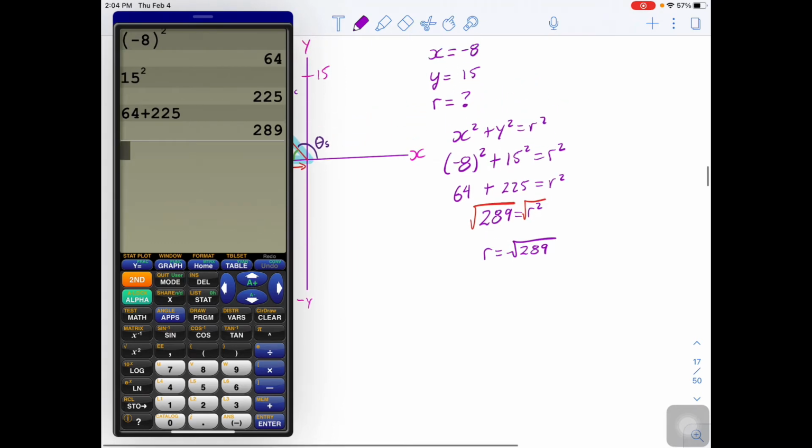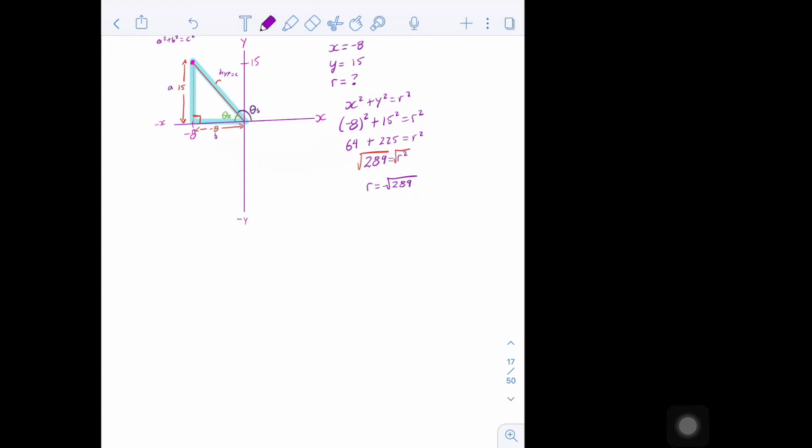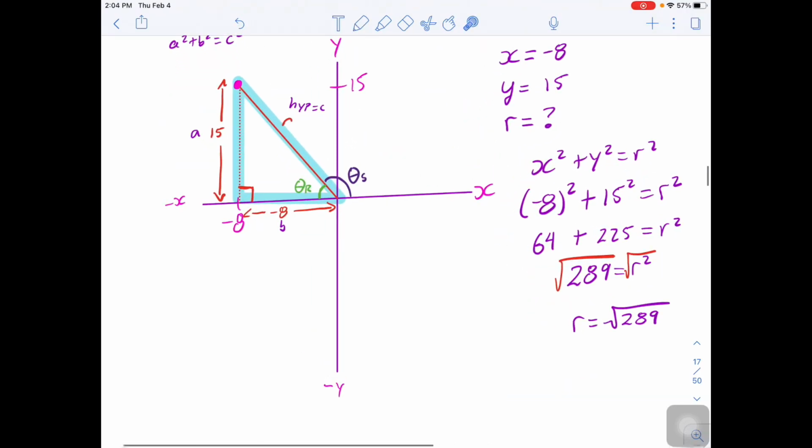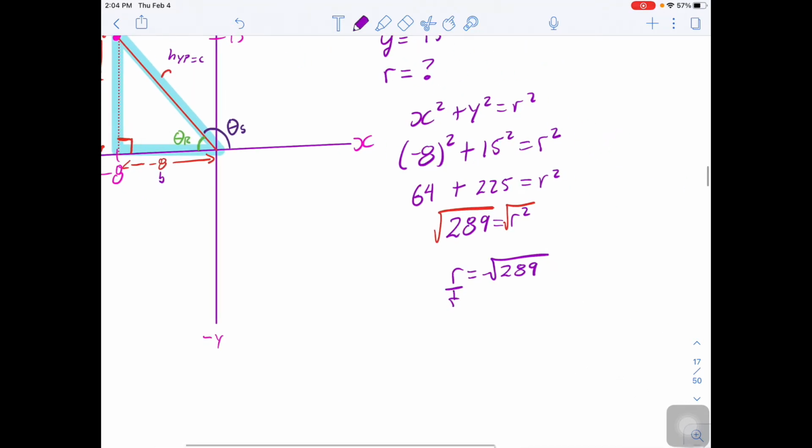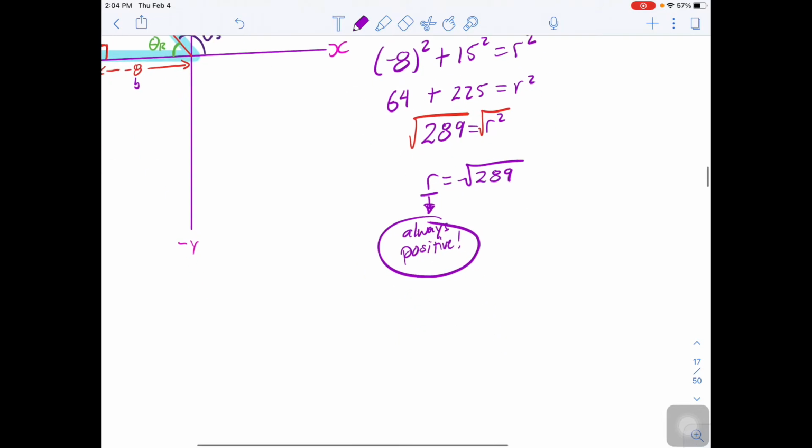Why is that? Because technically right now, we have to be thinking about which quadrant our triangle exists in. If we were living down here, it might be negative, right? But you got to understand that r is always positive. So this is always positive no matter what quadrant you live in. Okay, so I'm going to say r equals root 289.